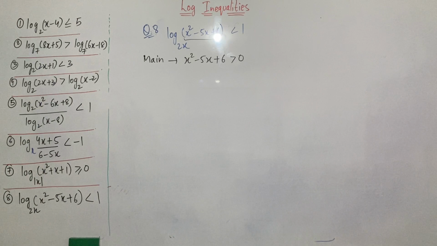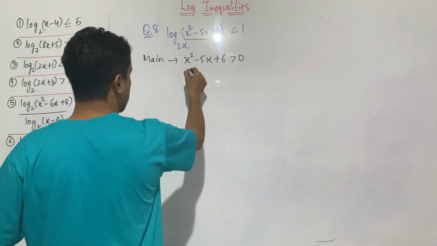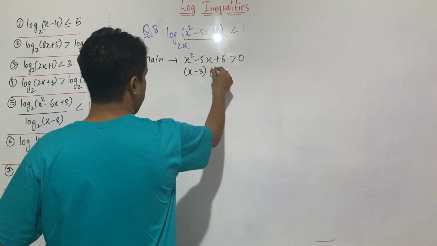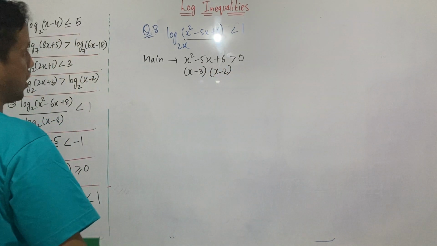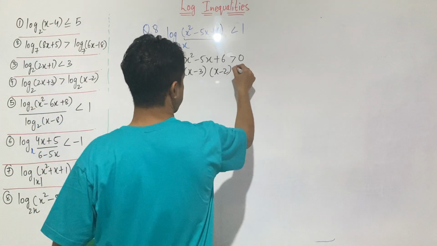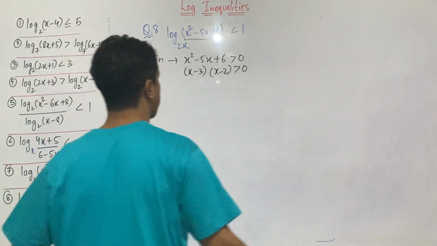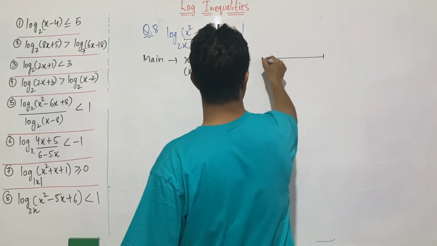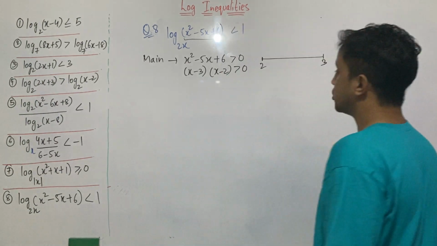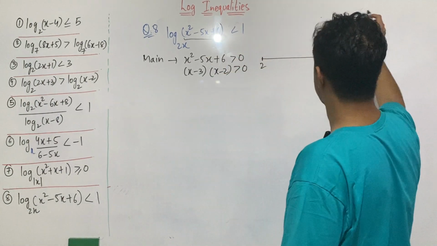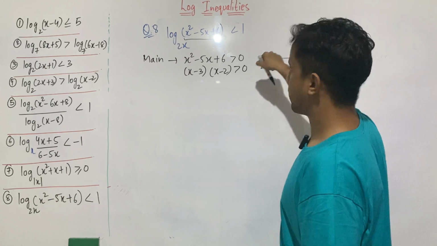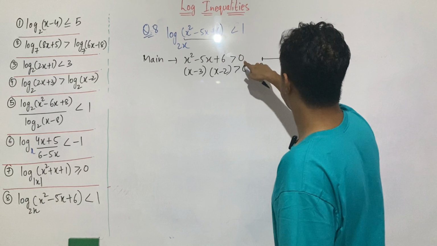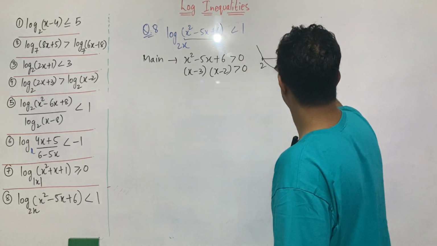If you do the factors, it's going to be (x minus 3)(x minus 2) greater than 0. What does it mean? If you draw it, the critical points are 2 and 3. This is going to be an upward parabola, because the coefficient is positive, and we have to take greater than 0.